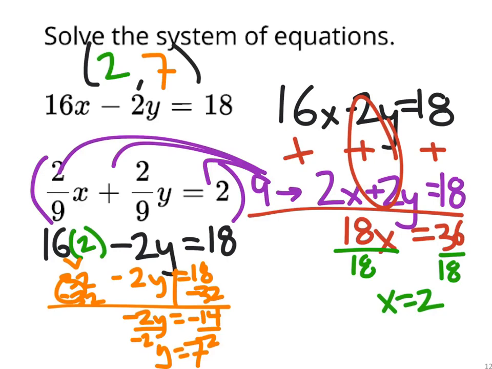That one checks off. Now the fraction ones, right? So 2/9 times x, which is 2, plus 2/9 times y, which is 7. And when I push enter on my calculator, I get 2, which is 2, right? So that is a true statement. So once again, we can go back to the ordered pair and box it in.